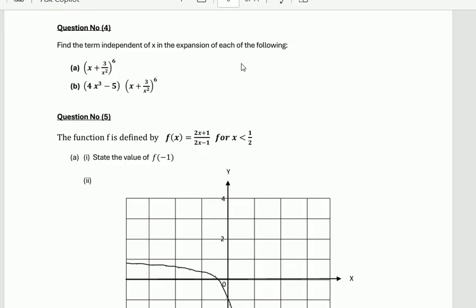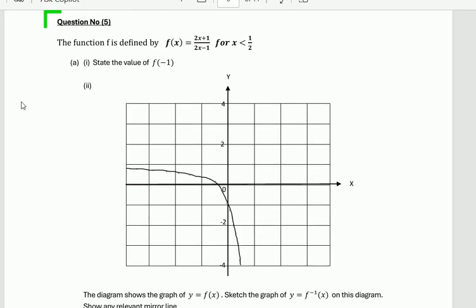For question number 4, find the term independent of x in the expansion of each of the following. Part A: (x plus 3 over x square) whole raised to the power 6. Part B: (4x cube minus 5) into (x plus 3 by x square) whole raised to the power 6.